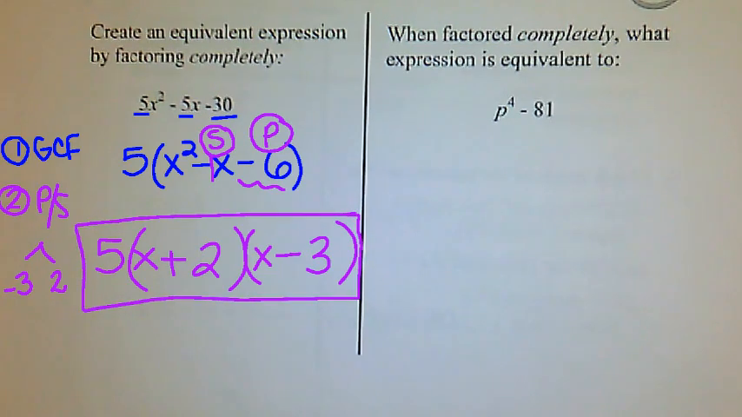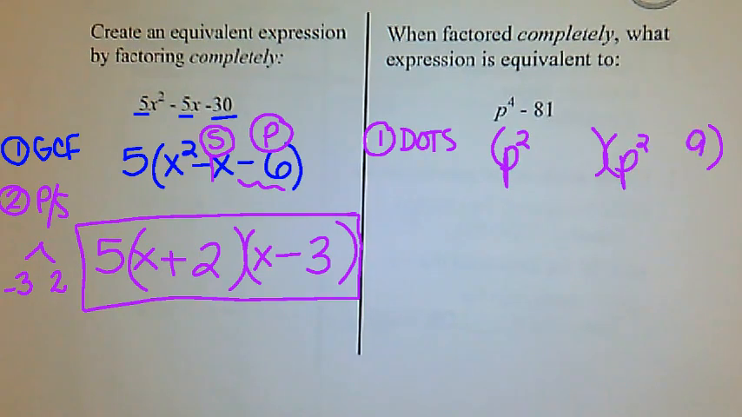Now, this one is where it gets a little tricky. There is no GCF. I see that it's a difference of two perfect squares. So let's go ahead and do that. Open up your two sets of parentheses. I see this would be a p squared and a p squared, and then 9 and 9. Now, what I'm hoping you notice, so this one is done, is that this is another difference of two perfect squares.